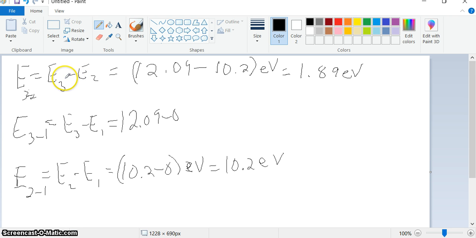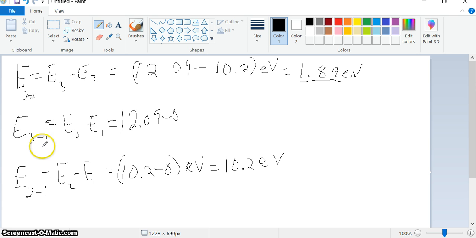That will be the energy of that photon, and then once we have that, we can turn it into the wavelength, and of course, that will also give us the color. So remember, E3 was 12.09 electron volts minus E2, which was 10.2 electron volts. I just factored out the electron volts. The difference between these two is 1.89 electron volts. Then we're going to calculate what frequency this is.